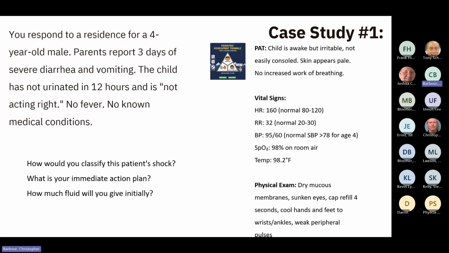Where would we classify this patient? What kind of shock are they in? What would we do immediately? And how much fluid would you give them initially? Those are the things that I'd be thinking. The child's awake but irritable, and you can't console them. They're pale, and there's no increased work of breathing. Heart rate's definitely up. Respiratory rate's up. Blood pressure is probably normal for a 4-year-old. So the vitals aren't all of that crazy. Dry mucous membranes, sunken eyes, right? This all points to they're dry.